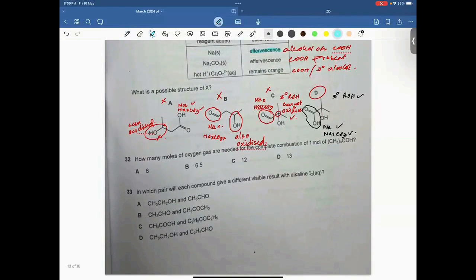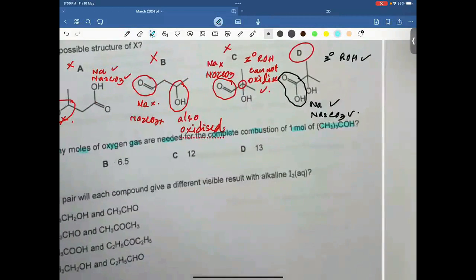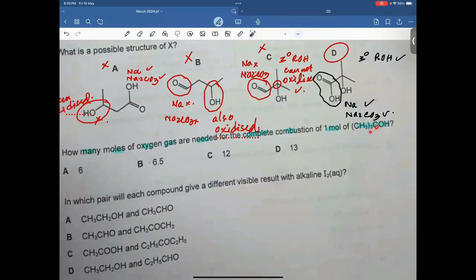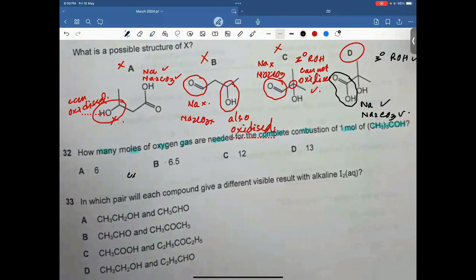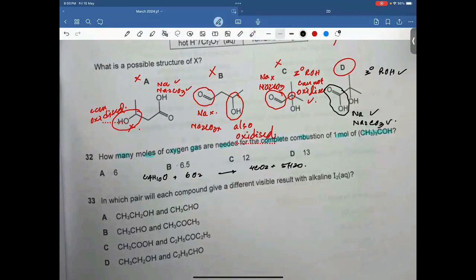Okay, question number 32. How many moles of oxygen gas are needed for the complete combustion of 1 mole of this compound? So how many carbon atoms are in this? C4H10O is treated with oxygen, converting into carbon dioxide and water. How many oxygens here? 4 times 2, 8, 8 plus 5, 13. So we have 6, 6 times 2, 12, 12 plus 1, 13. So 6 moles of oxygen. A is going to be the right answer, okay?